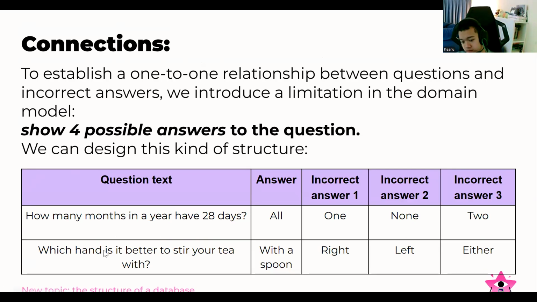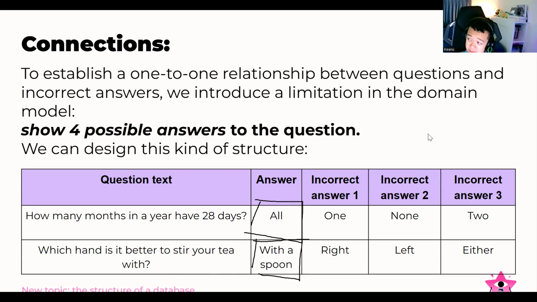And also the question, maybe we have an example question again, maybe the second: which hand is better to stir your tea with? With a spoon, the right, left, and either. So basically, we have four options to answer this, and we have only one possible answer that is correct. For this example, all, and then with the spoon.